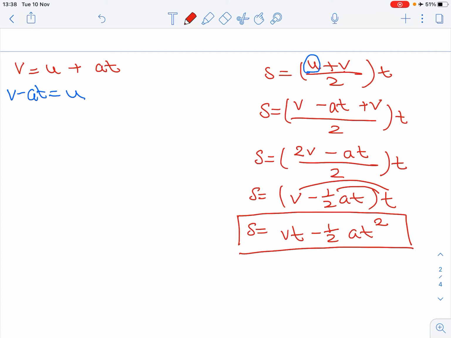We're going to use this formula when we have no value for u. So when we don't know the initial velocity, we're going to use this formula to find out the displacement. Also, we could use this formula if we're given s, t, and a. We could also use this formula to find out velocity. Similarly, if we're given the value of s, v, a, we can use this formula to find out time.